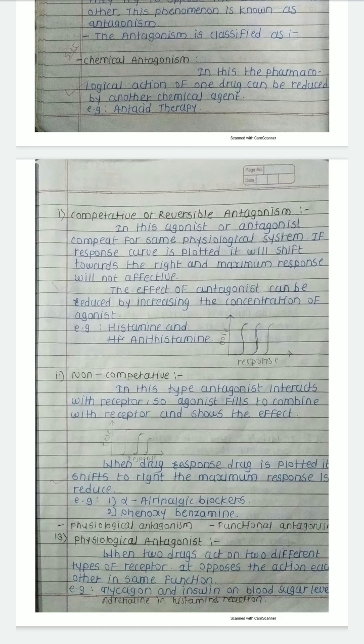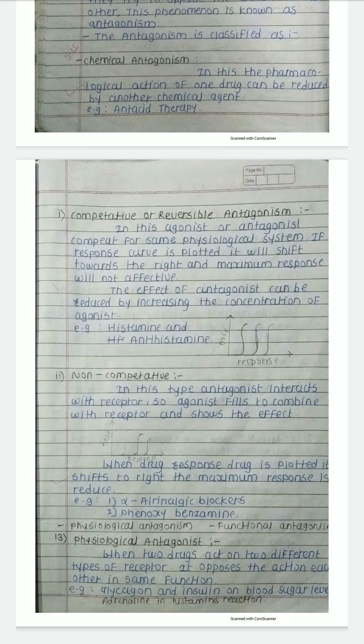Next is non-competitive. In this type, only the antagonist reacts or interacts with the receptor. So the agonist fails to combine with the receptor and show the effect. For example, when drug response is plotted, it shifts and the maximum response is reduced. For example, phenoxybenzamine. In this type, the antagonist interacts with the receptors and the agonist sites remain free, and then it shows the actions.